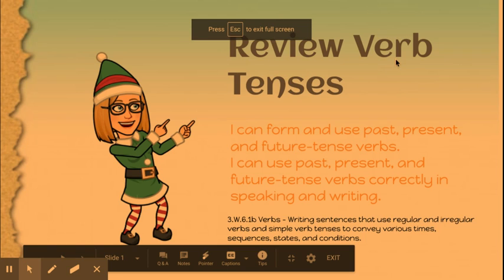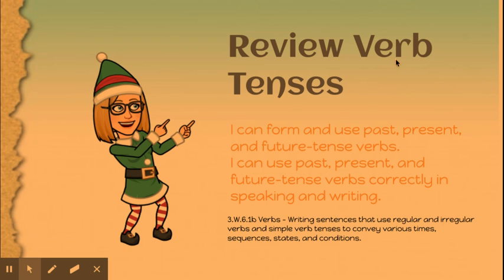Hey guys, so for this week we have been talking about verb tenses, and we have learned the three different types of verb tenses: past, present, and future. And today we are going to form and use past, present, and future verb tenses, and then work on using past, present, and future tense verbs correctly in speaking and in writing.